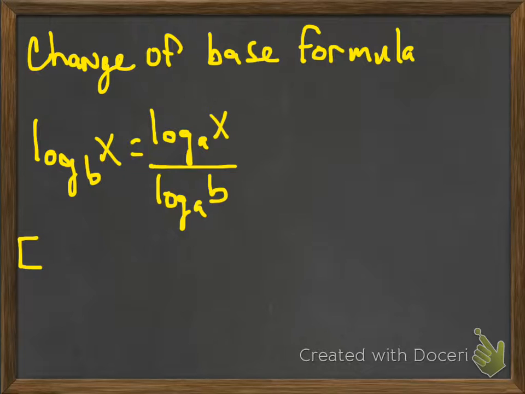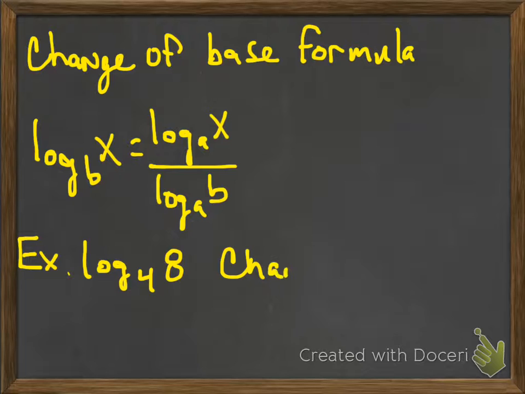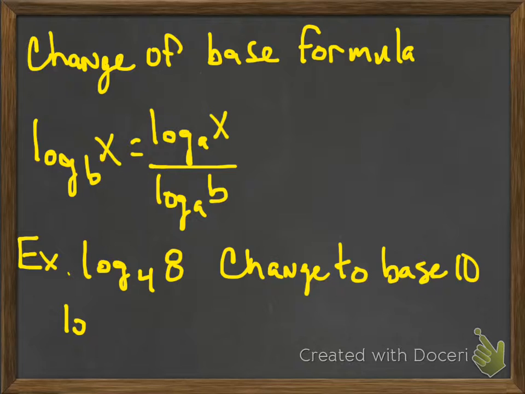So this formula was like if I was asking something like log base 4 of 8, I couldn't find that on my own. So what I would do is change it to base 10. And to do that, it would have been log base 10 of 8 over log base 10 of 4. So notice the base and the answer became like the numerator and denominator of a fraction with a log of the base you want to change it to.